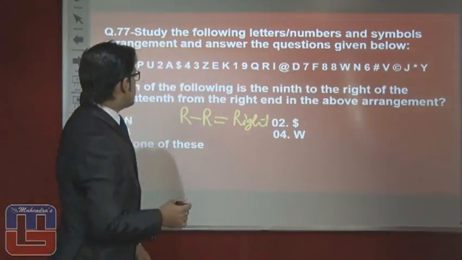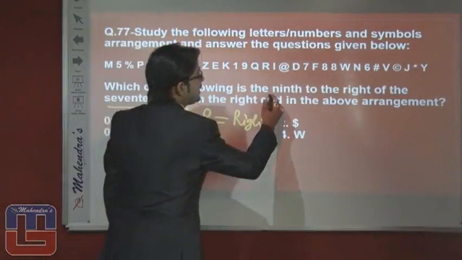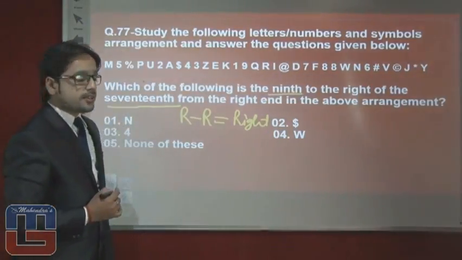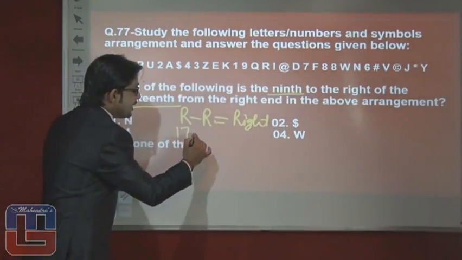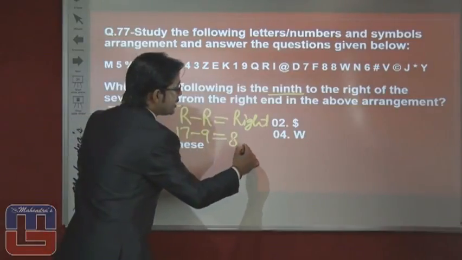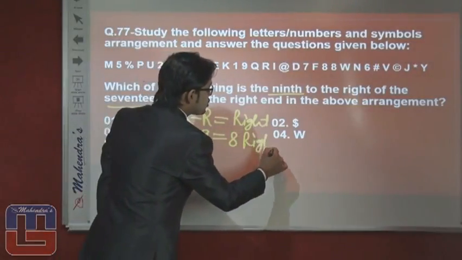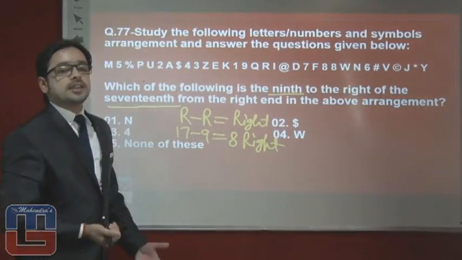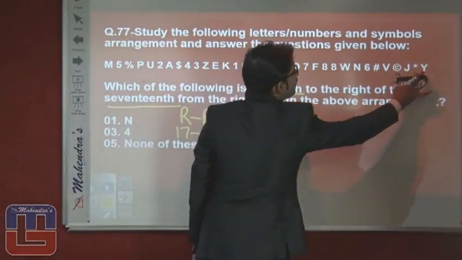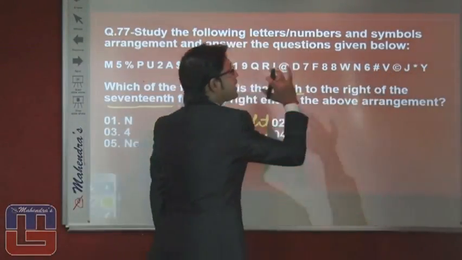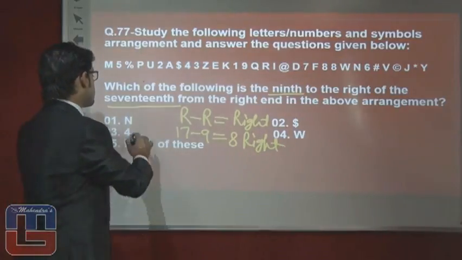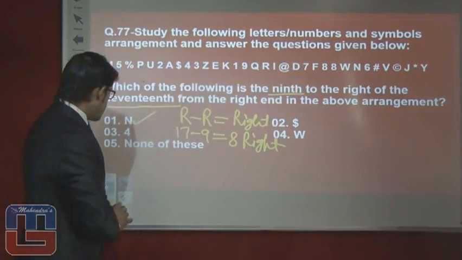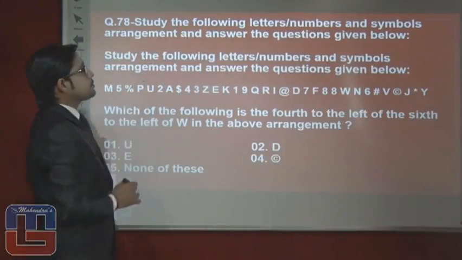You can see 17th and 9th, so you have to decide 17 minus 9, that will be 8 from the right corner. That is the shortcut of this question. Now you can easily check: 8 from right will be 1, 2, 3, 4, 5, 6, 7, 8. That will be N. So our answer of this question will be option number first. Let's proceed towards the next question.